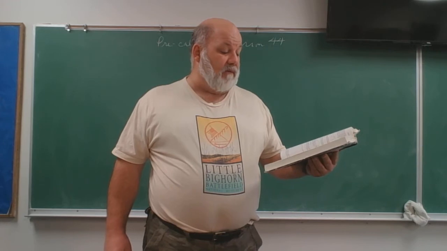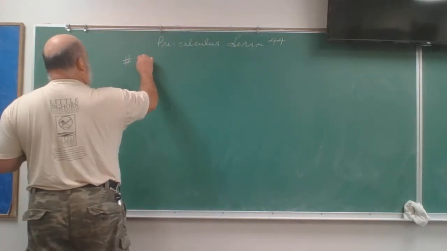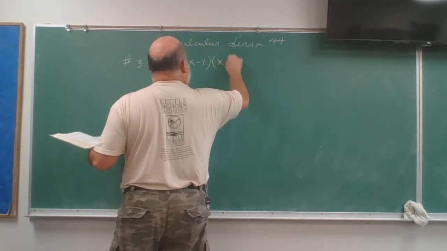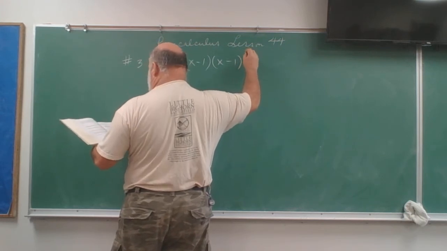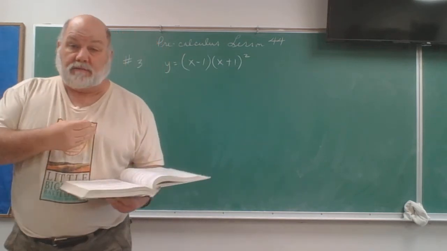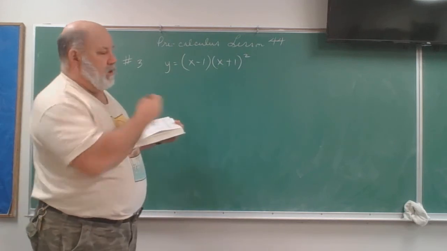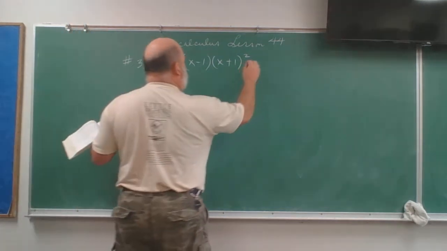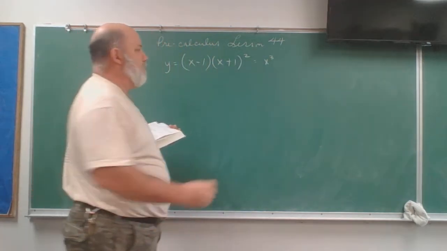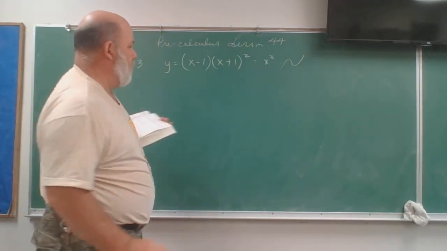It says sketch the graph of y equals x minus 1 times the quantity x plus 1 squared. Make sure I read that right. This is what we just learned in lesson 44. How do you graph that? Well, as you look at it, the very first term is going to be positive x cubed. So you know your graph is going to look like this, basically, okay?